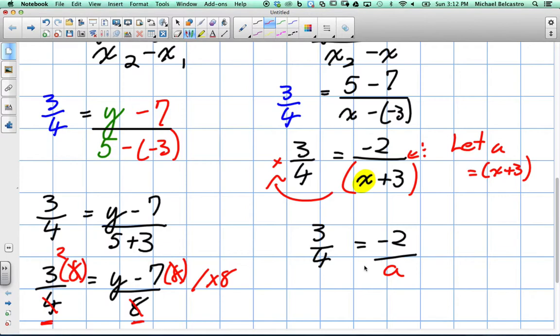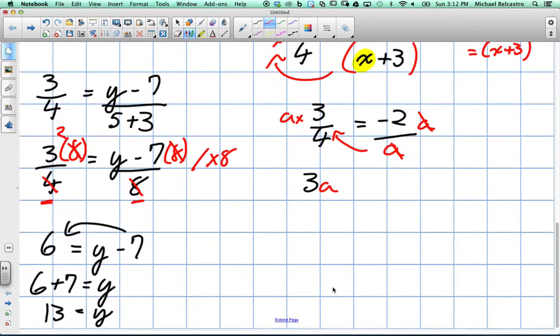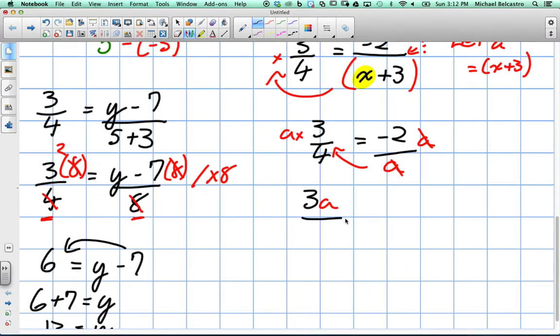Well, to move a over, we need to multiply by a. Technically we do it to both sides, and on this side it creates a 1 or cancels out, whatever you call it. And we get 3a over 4 is equal to negative 2. Again I want to get rid of this fraction, so I'm going to move the 4 over also. We know that's just going to be multiplying by 4. So this will become 3a is equal to 4 times negative 2, which is negative 8. But the a wasn't really a. We're going to plug back in. It was technically x plus 3.